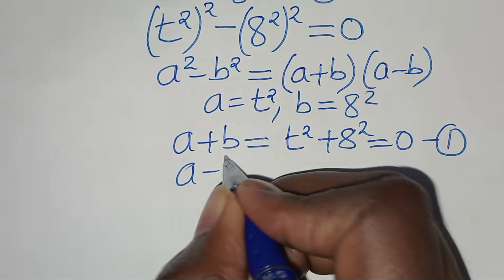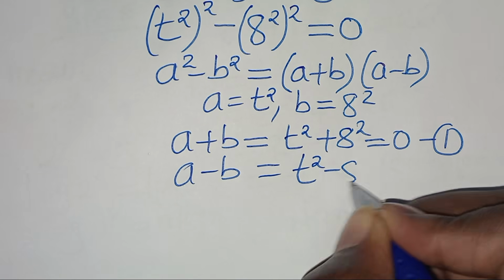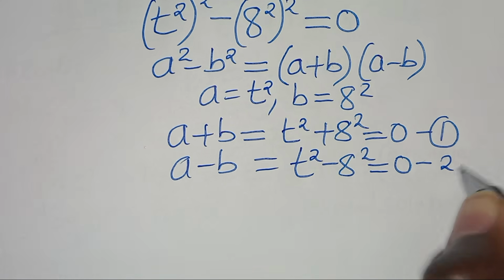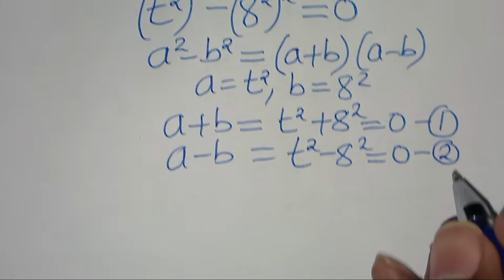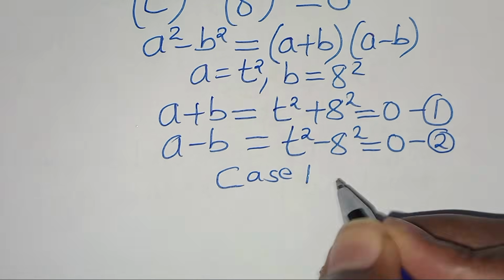We have a minus b. This is the same thing as t squared minus 8 squared, which is equal to 0. Let's call this equation 2. Let's start with equation 1. In this case, let's call this case 1.